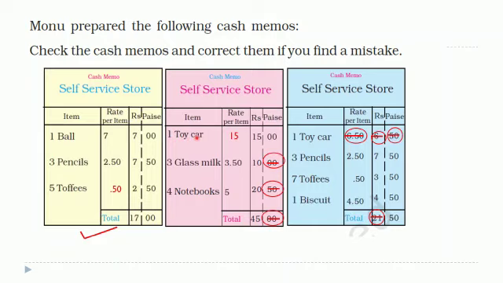Now second one, you see they have given 1 toy car, and here they have not written the cost of 1 toy car, that you write. So it is 15 rupees, so this is correct.